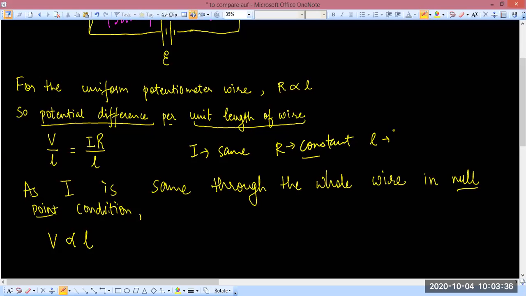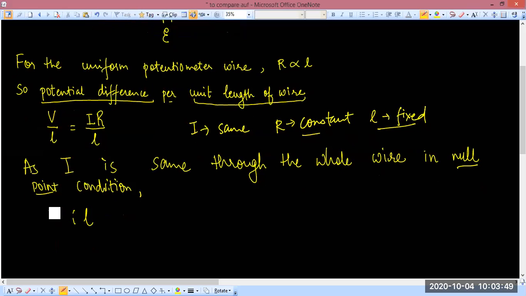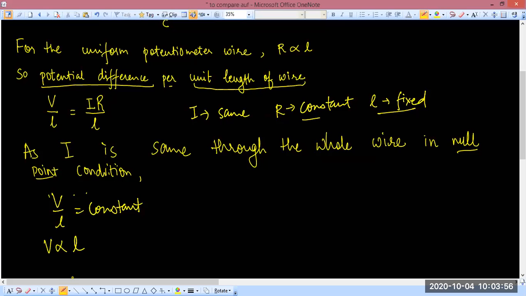Did you get it? The total length of the wire is also fixed. Clear? So that's why, listen to this, I can say V upon L is equal to constant. Now if V upon L is constant, that means V is proportional to length. Agreed? You can write this constant here also.